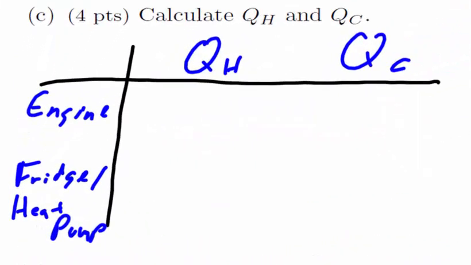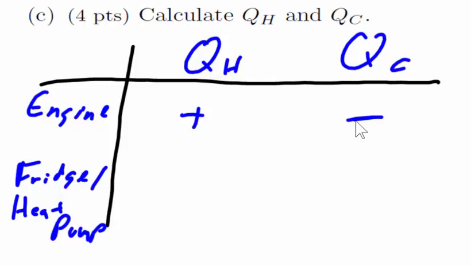The solution to part C is explicitly dependent upon what kind of device that we've made. And so let's do a reminder of what these devices do. An engine draws in heat from a hot place, making Q hot positive, and expels heat to a cold place, so Q cold is negative, and in the process gives us work.